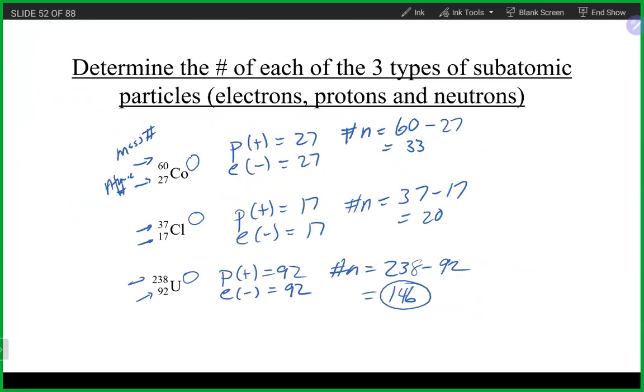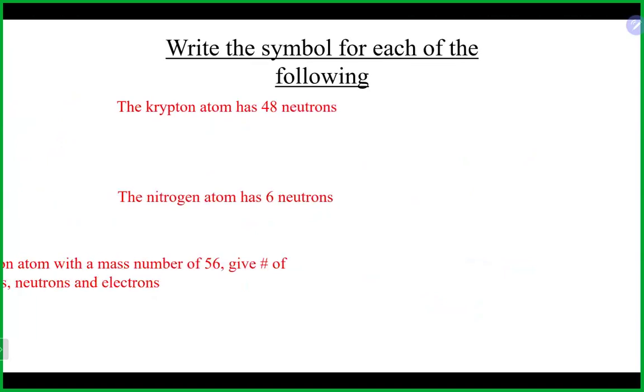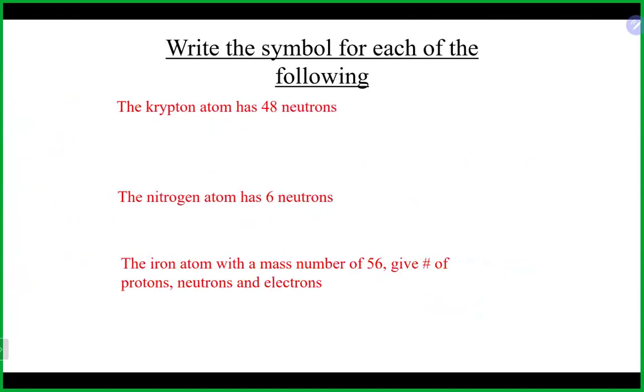Let's try a couple more here. All right, so for each of these, write the symbol with the mass number and atomic number for each of these guys. Okay, so let's take a look. We'll start with krypton. So obviously a periodic table here would be quite helpful. We go to the periodic table and we find krypton, which is Kr. I think it's a 36 there above it.